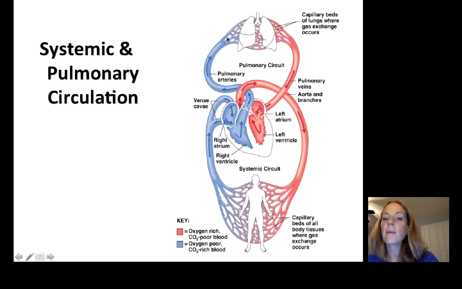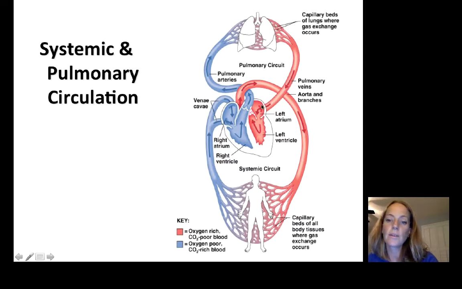Here's the diagram in your book that shows these two circuits. Here is the right side of the heart, which has low-oxygen, deoxygenated blood, which makes it a more blue-purple color. We'll talk about that later. That is going to go to the lungs, where it will be replenished with oxygen. When it has a high concentration of oxygen bound within the blood, it turns more of a red color.